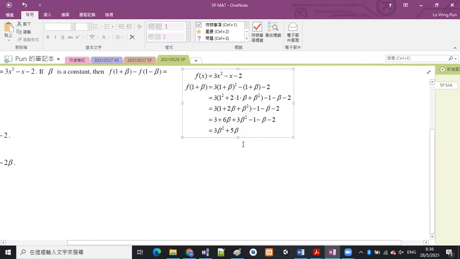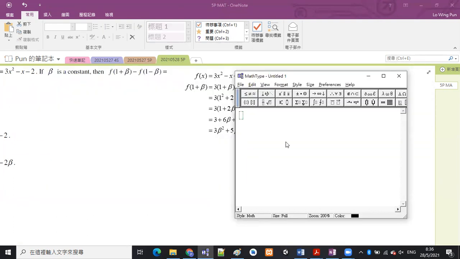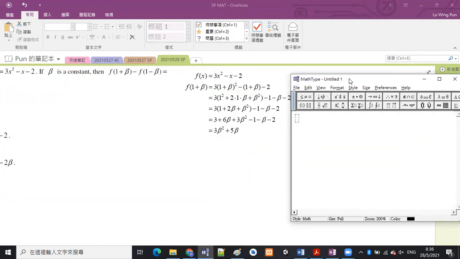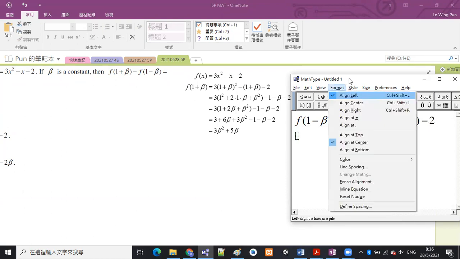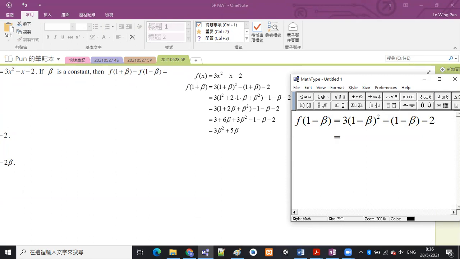Okay, and we also need to prepare for the f(1 - beta). Just do it again. f(1 - beta) is equal to 3 times (1 - beta) squared minus (1 - beta) minus 2. Can you expand the bracket for me now? Expand the bracket and then simplify the like terms.